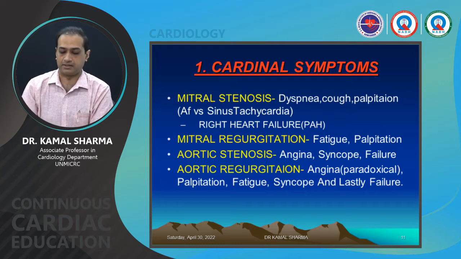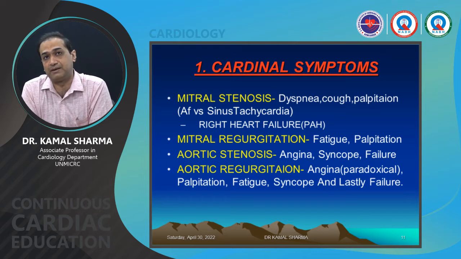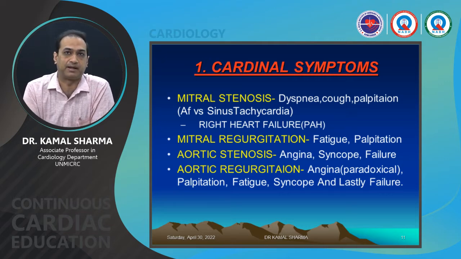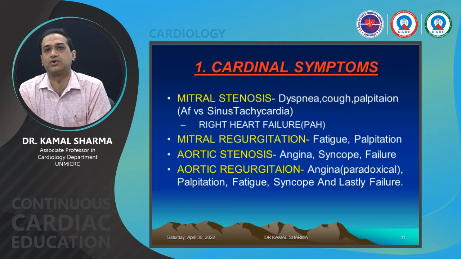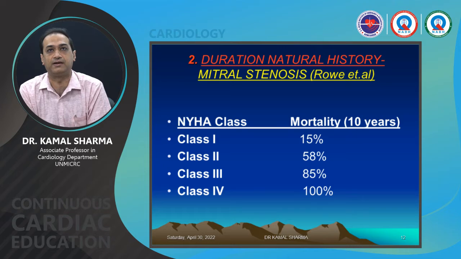Cardinal symptoms of mitral stenosis would be dyspnea, cough, palpitation, while right heart failure would also go in favor of mitral stenosis. Mitral regurgitation would present usually with fatigue and palpitation, and aortic stenosis would have, as I said, the three classical symptoms of angina, syncope, and failure, while AR presents with angina, palpitation, fatigue, syncope, and very rarely and lastly, terminally, with failure.